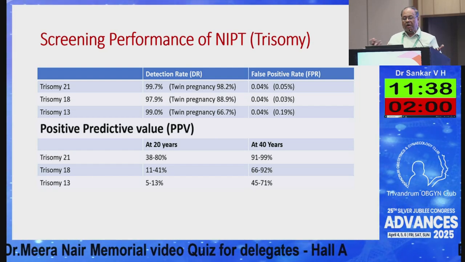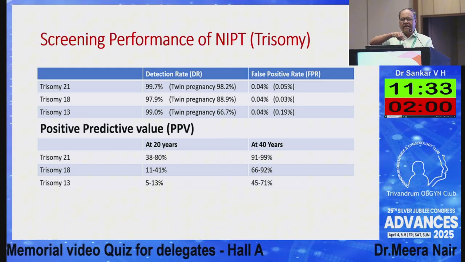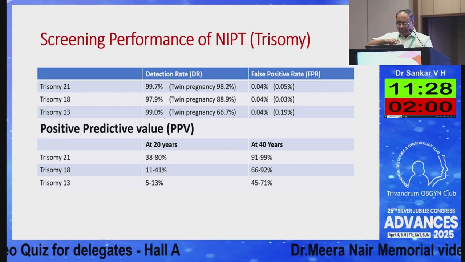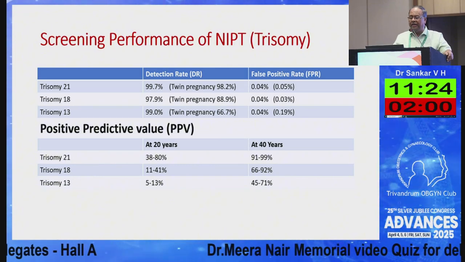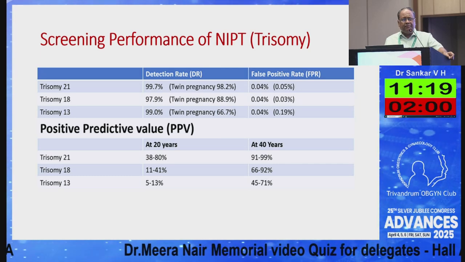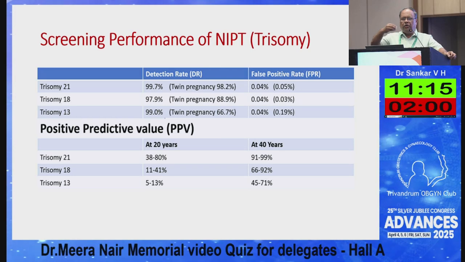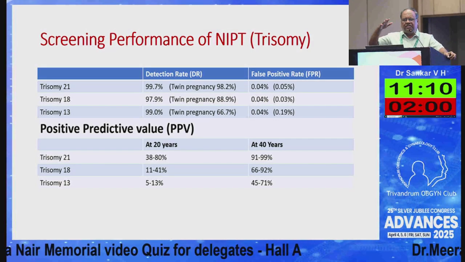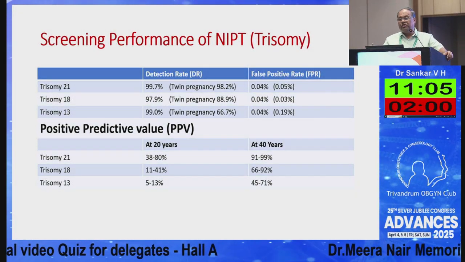Coming to the screening performance of NIPT, conventional screening, as I told you, is around 95% detection for the best method, with a false positive rate of 5%. Here you see trisomy 21, 99.7% detection rate, against the best method of prenatal screening, which is 95%. Usually if you do the triple test only or the quadruple test only, the detection rate will come around 70%. With NIPT the false positive rate is 0.04%.